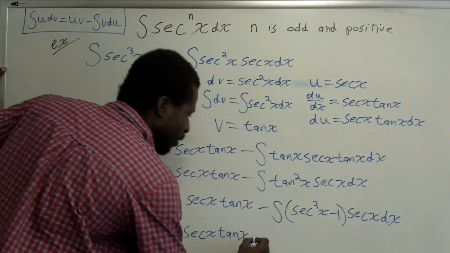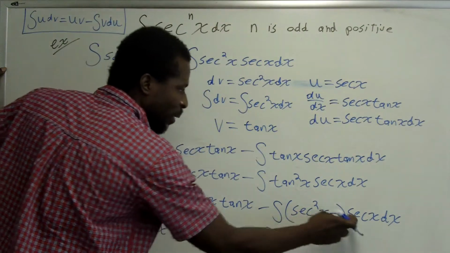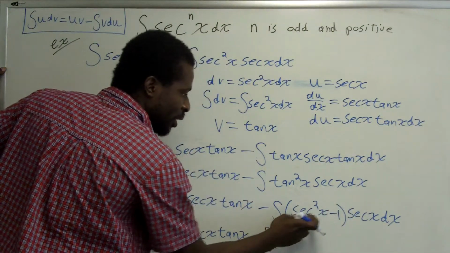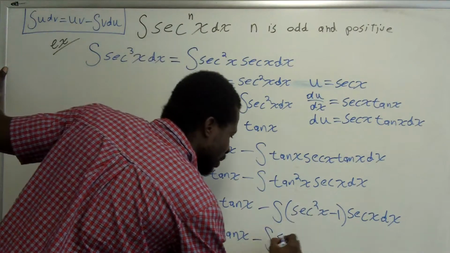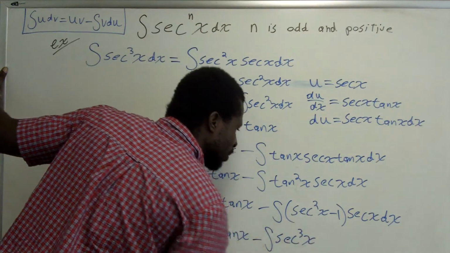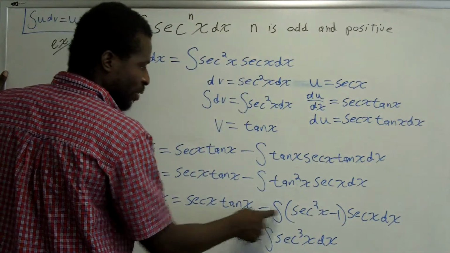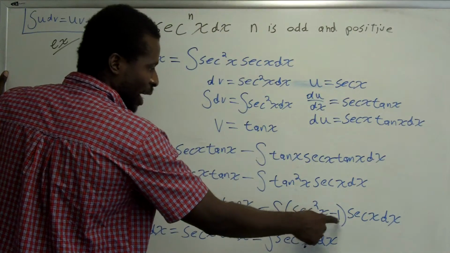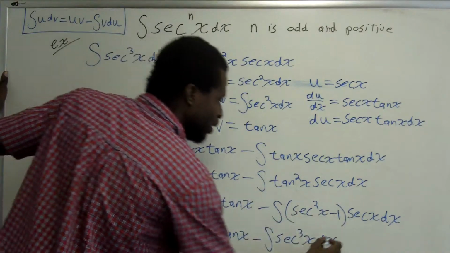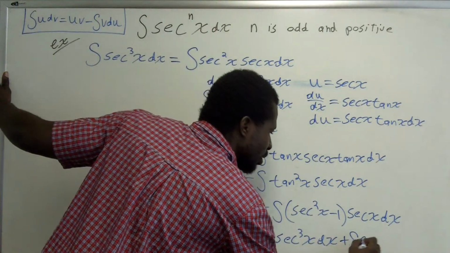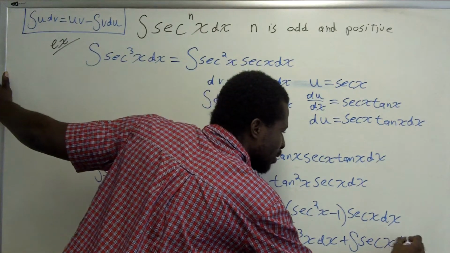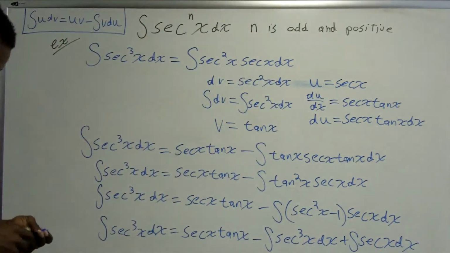So let's see, I have negative integral, and when I multiply secant x dx times secant squared of x, I get the secant cubed of x dx. And when I distribute, negative times negative becomes positive, and 1 times secant x dx is just secant x dx. All right, this is what I want you to notice from here.